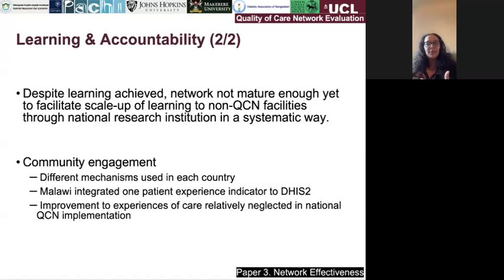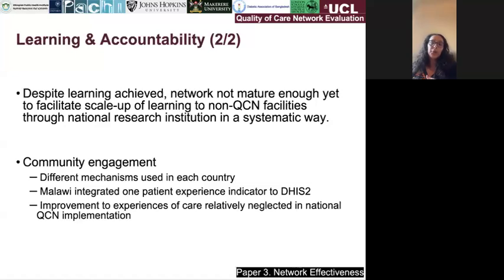Lastly, the learning and accountability strategy involved the establishment of a mechanism for community engagement in quality of care in the learning sites. Each country took a different approach to include community voices in the learning sites. Some of this built on earlier work with communities, again predating QCN, but it was not always fully integrated with QCN, and in practice, those were not fully optimized.